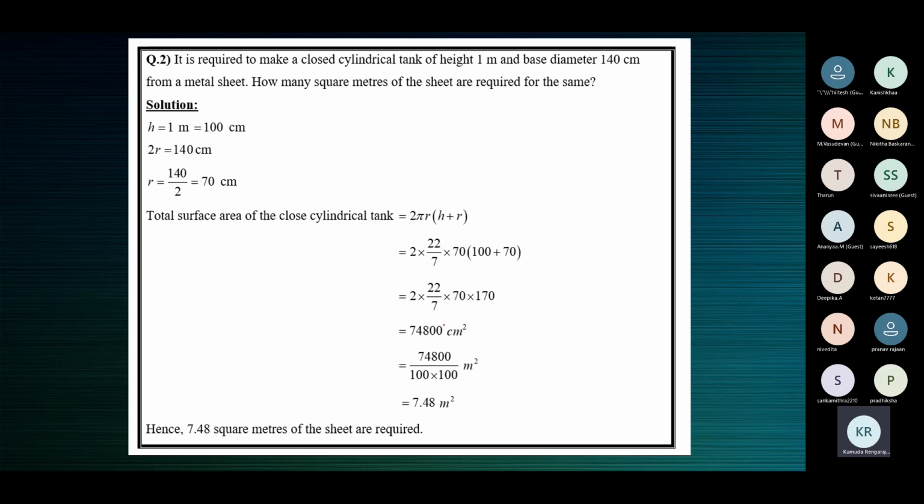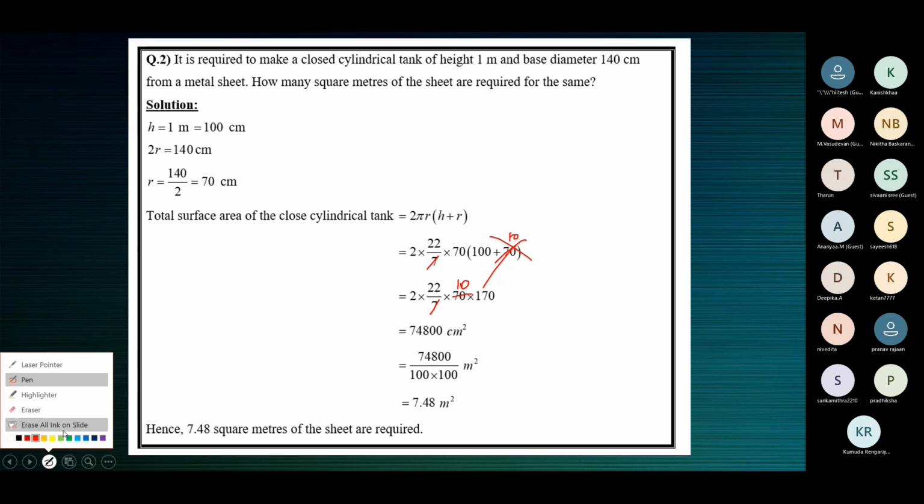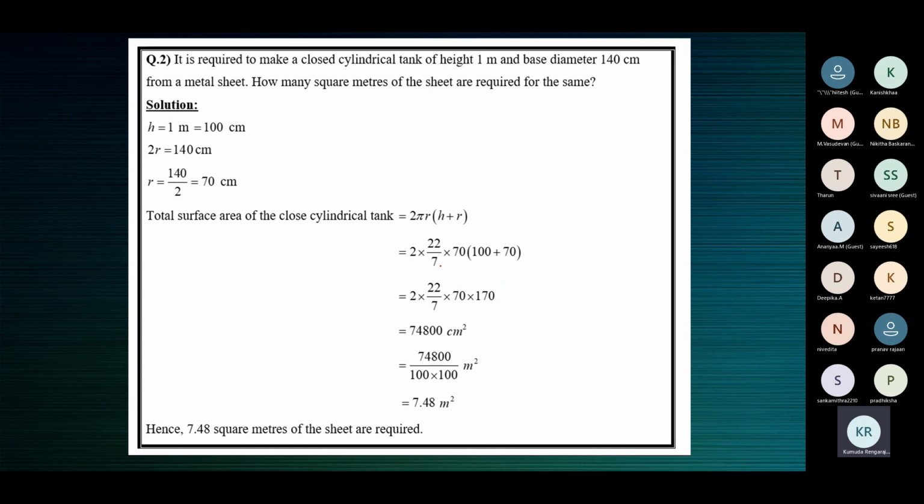You can simplify. You shouldn't cancel here, children. You shouldn't do this, 7 ones are 7, tens are. You have to first add. This is wrong. You cannot cancel this, children. You can cancel 7 and 70, but you cannot cancel this 7 and this 70 here. You need to add 100 plus 70, which is 170.